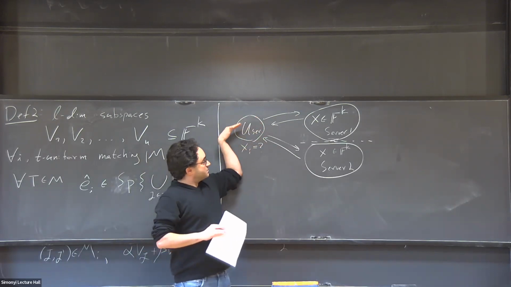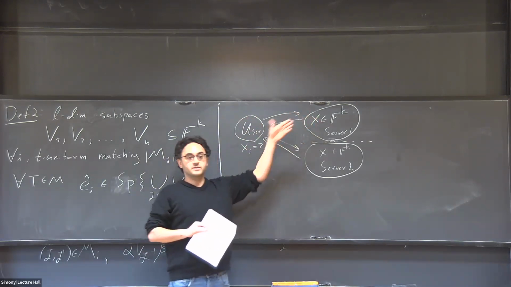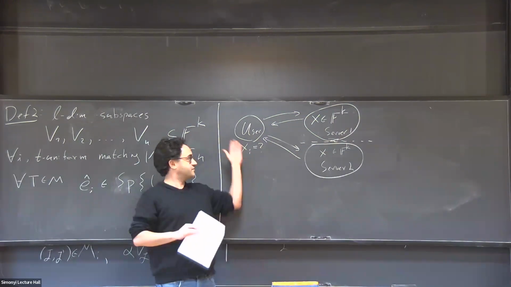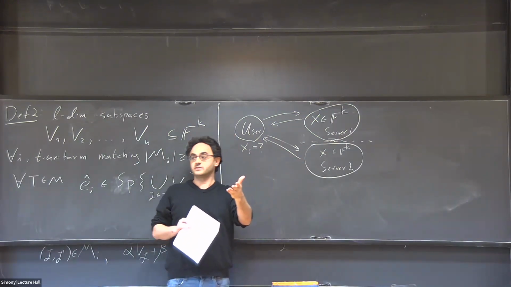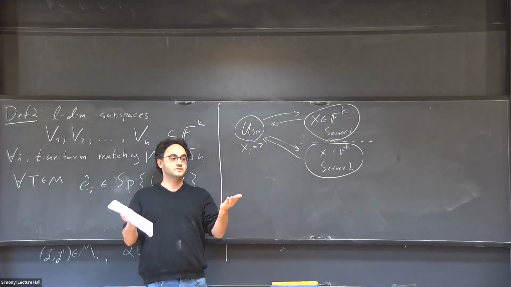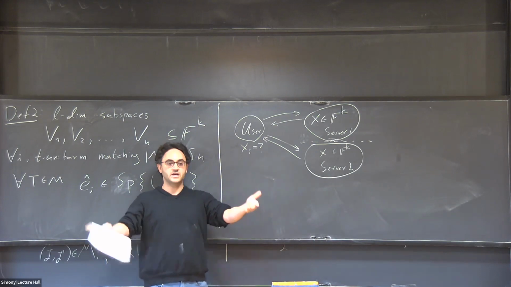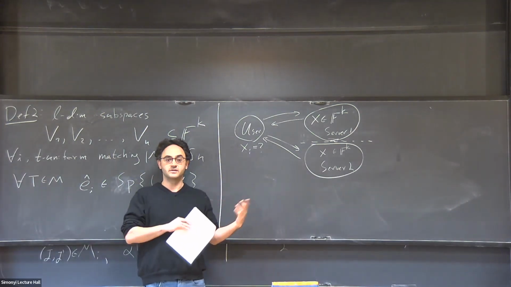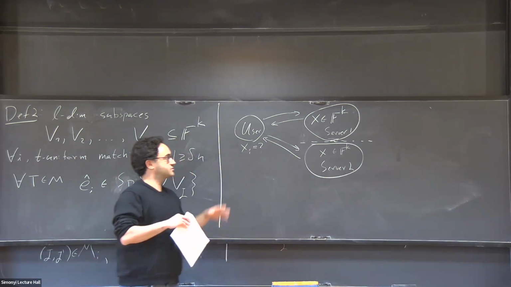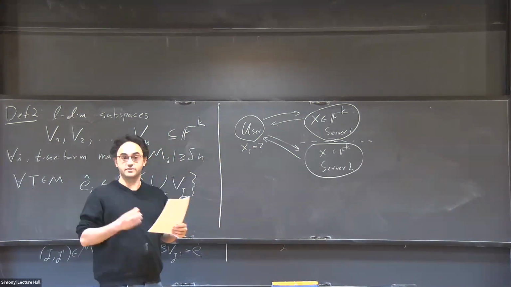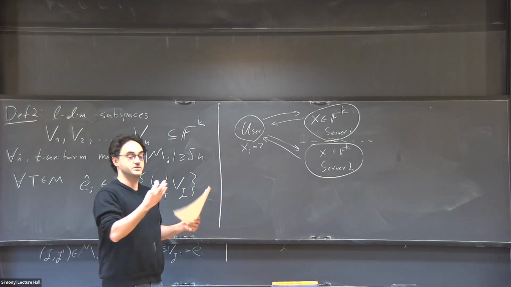So basically, you want the user to send a question to server 1 that's just a random string, and another message to server 2 that's a random string. But you'd like to correlate those random strings in a way that depends on i, so that the answers could be used to recover Xi. So that's a two-server private information retrieval scheme. This is the information theoretic setting.